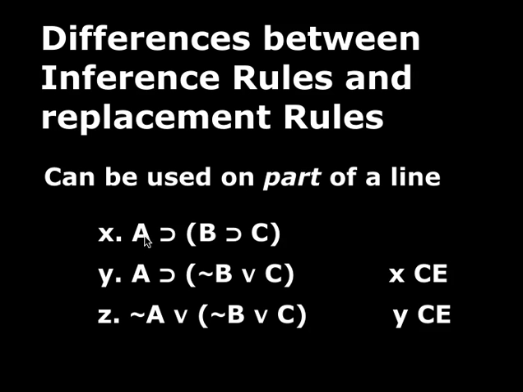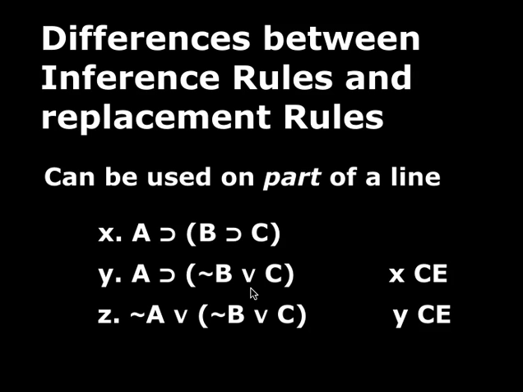Line x, I have a conditional whose consequent is itself a conditional. I could use conditional exchange on line x to turn this conditional here, it's part of a line, into a disjunction. Okay, so I have a conditional. I can turn the horseshoe into a wedge. I have to negate the first component. B becomes not B. The rest of the line stays the same because I only used the rule on this part. So I only changed that conditional.